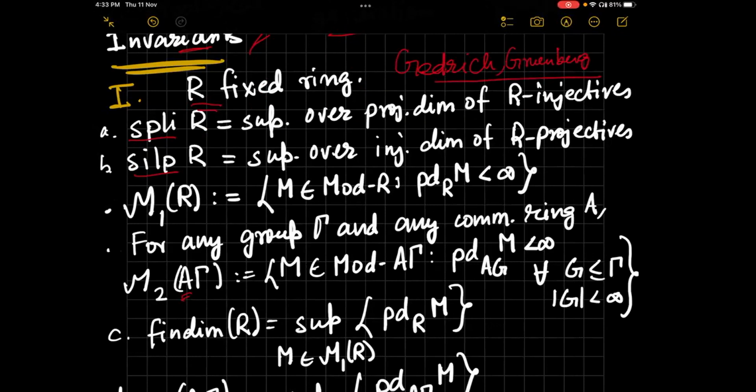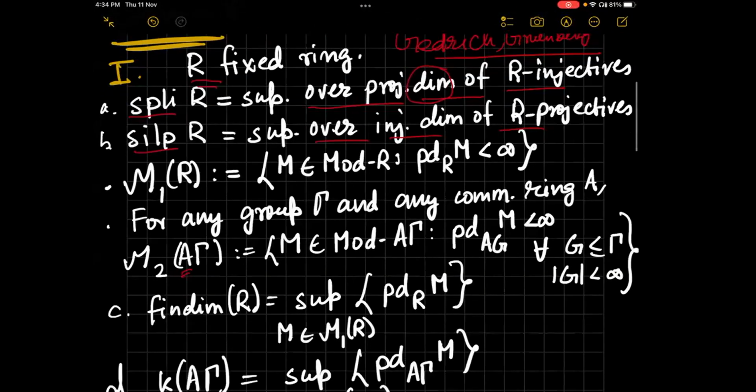So splee of a ring is defined as the supremum over the projective dimension of injective modules. Now, when Gedrich and Grunberg did their definitions, they used length instead of dimension. And that's why these acronyms are SPLI and SILP rather than SPDI and SIDP. So that is splee, and silp is the supremum over the injective dimension of projectives. So easy enough, but you'll see later why these invariants are very useful.